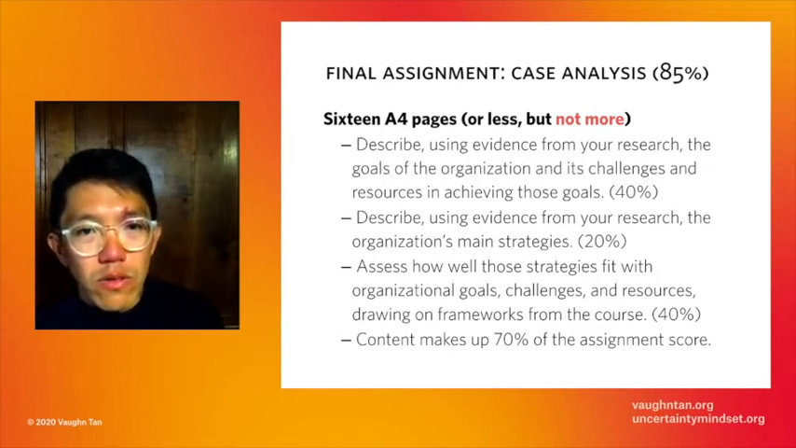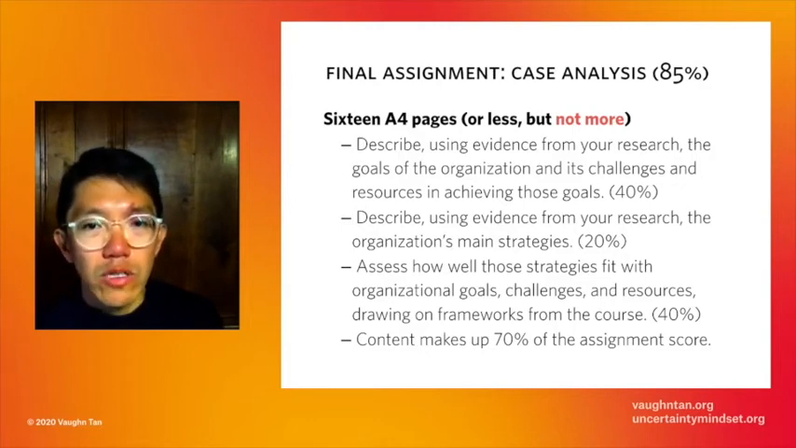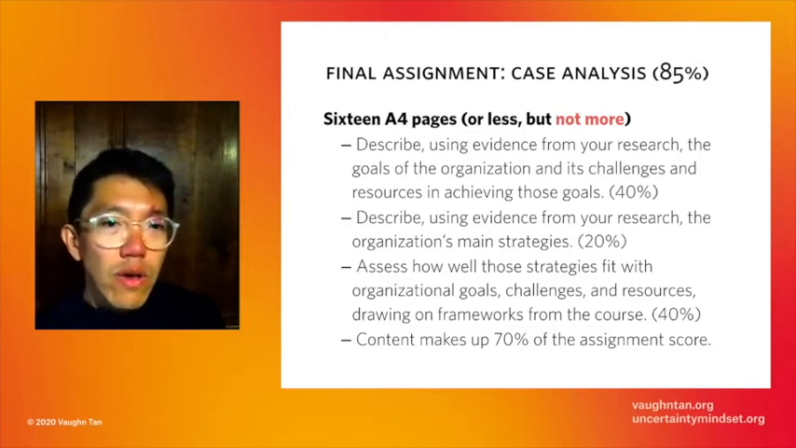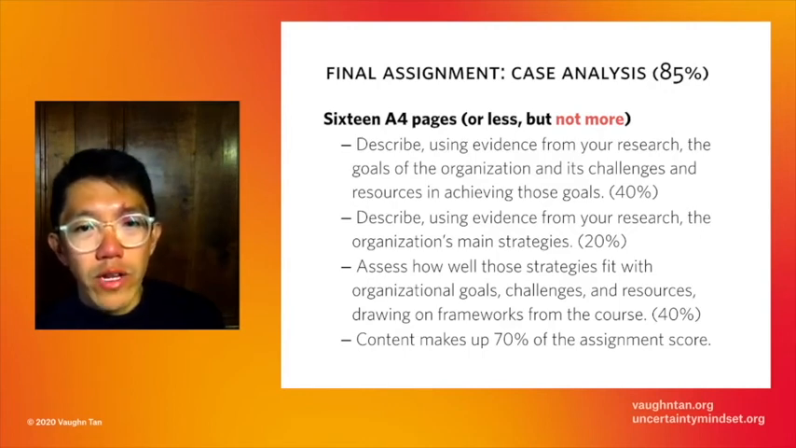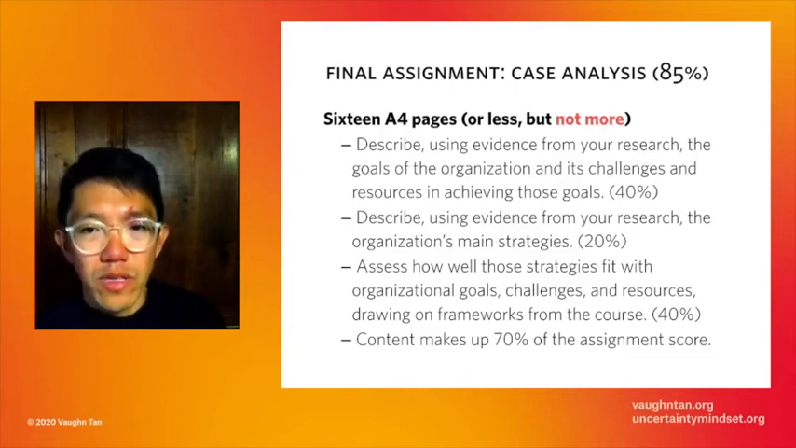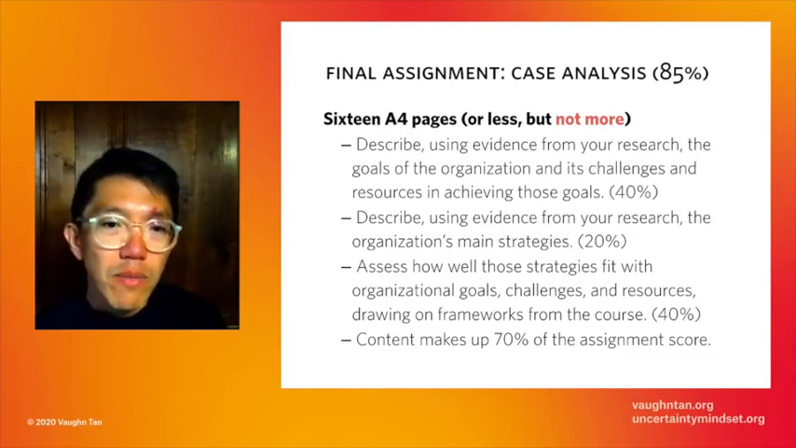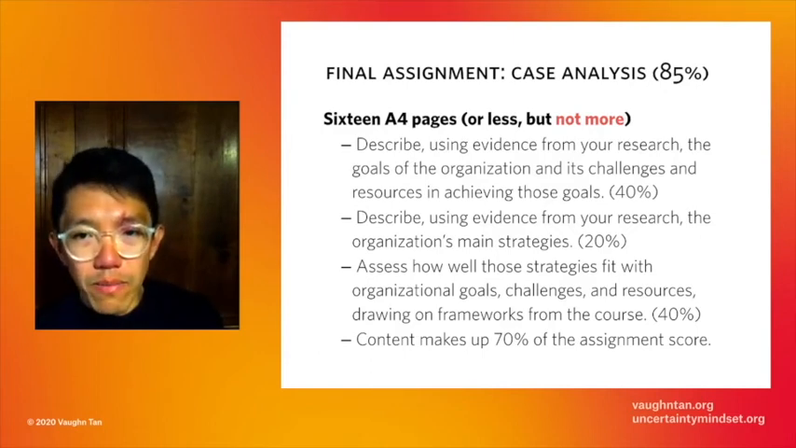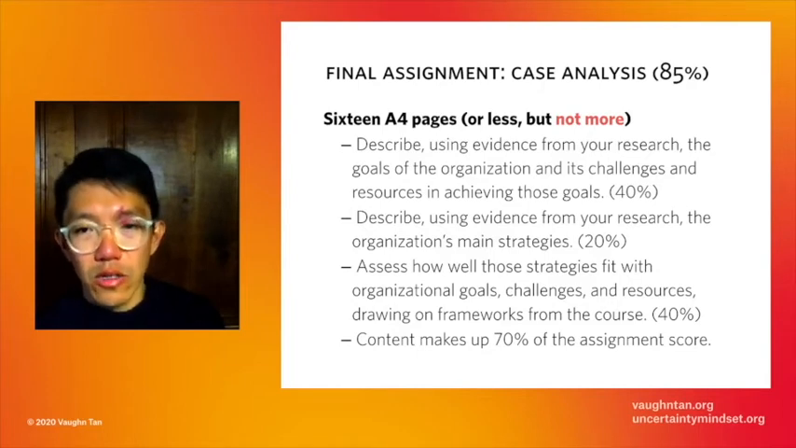The second thing you have to do is describe, again using evidence from your research, what you think the organization's main strategies are, what it's trying to do to achieve those goals. That's 20% of the content grade. And then finally, you have to assess how well those strategies fit with the organizational goals you've identified and the challenges and resources that you say it faces, drawing on the framework that this course provides. That's 40% of the content score, and the content makes up 70% of the assignment score. The remaining 30% is for writing, which includes prose and style as well as citation.